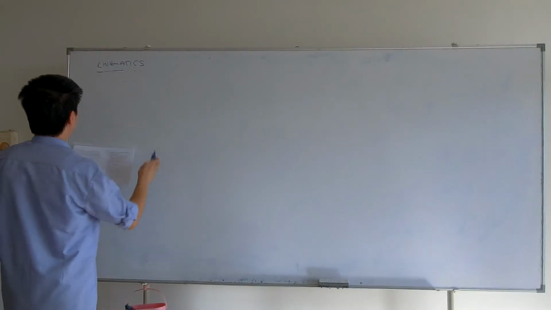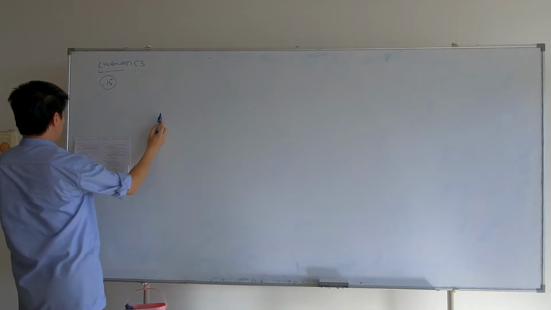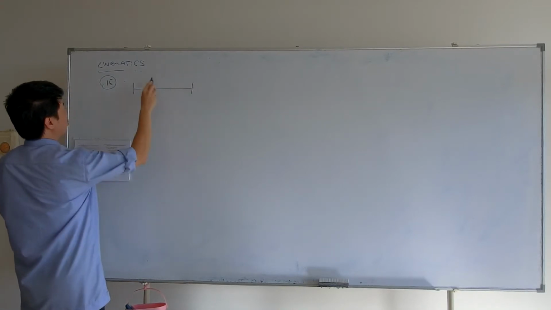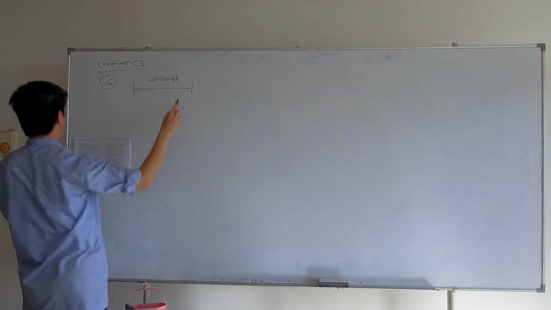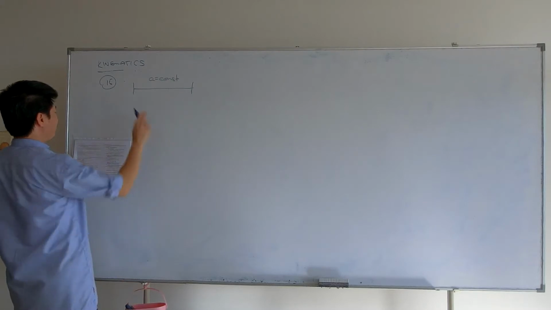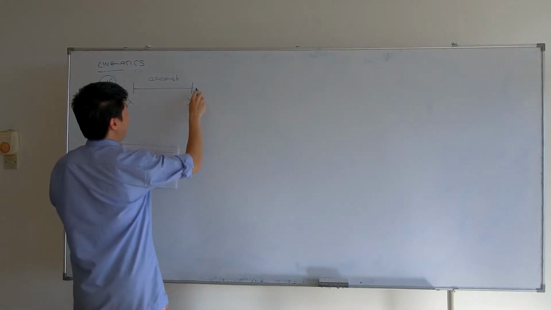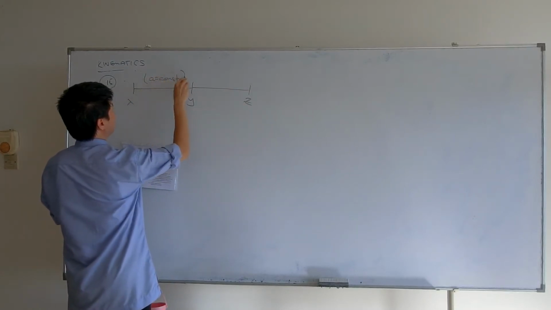So next question, 15. A moving body undergoes uniform acceleration. So when I just draw a line, the moving object is moving with uniform acceleration. So acceleration is constant while traveling in a straight line between points x, y, and z. So a is constant throughout.